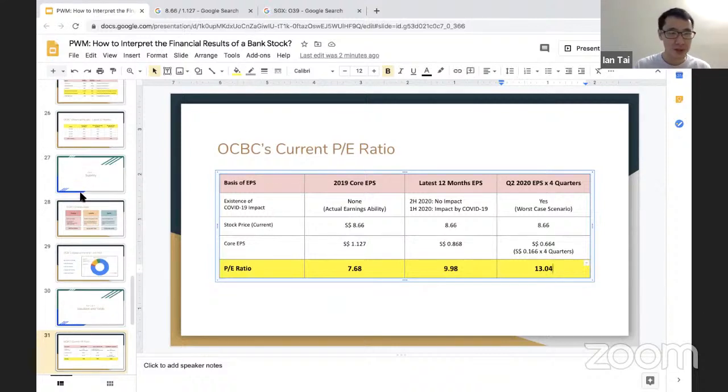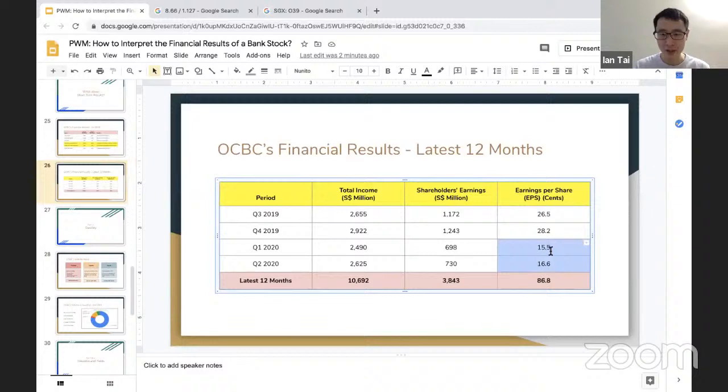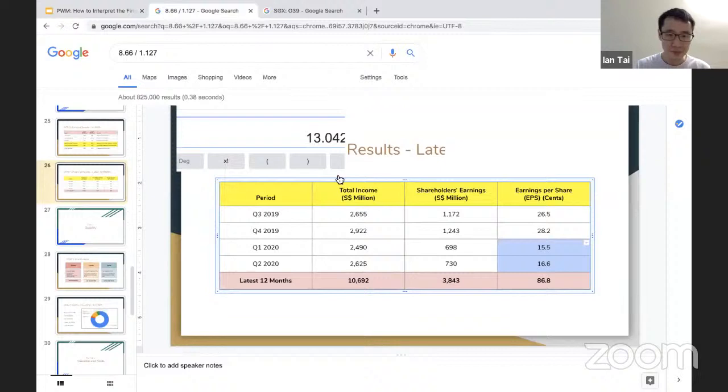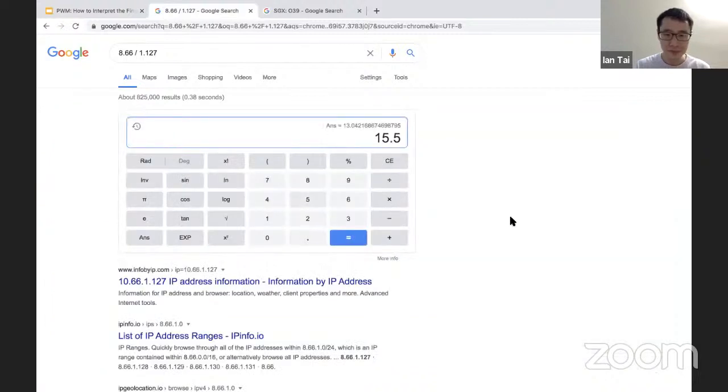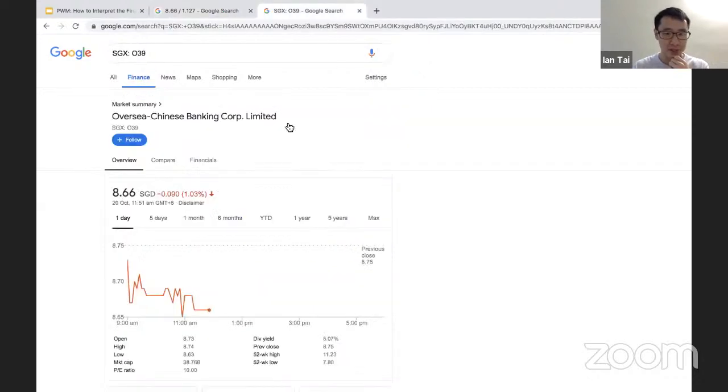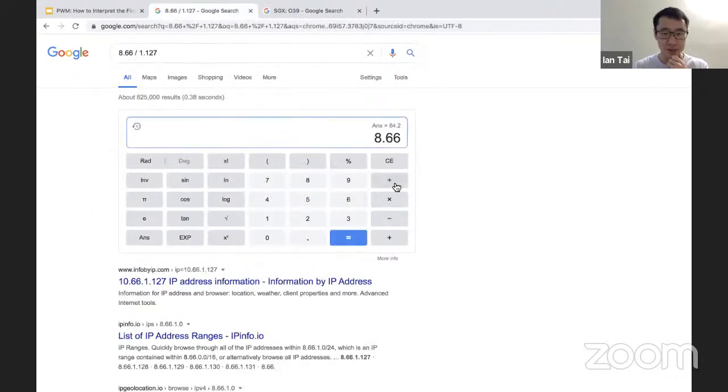Okay. So if you want to have option D, it means you're taking these two, 15.5 plus 16.6, so it's 32.1. You times 2, so your earnings per share is 64.2. You take the latest price, which is 8.66, and divide by 0.642, so your PE ratio will be 13.49. So that is actually the PE ratio that you would take.